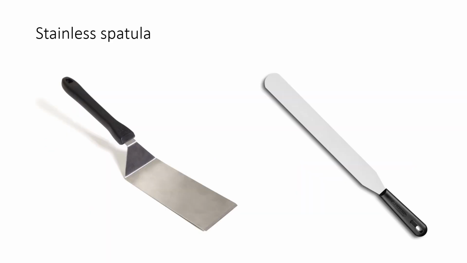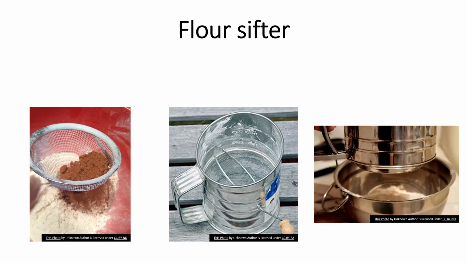A stainless spatula is a kitchen tool with an upward bent handle and a wide, thin blade used to lift and turn foods on a hot surface.